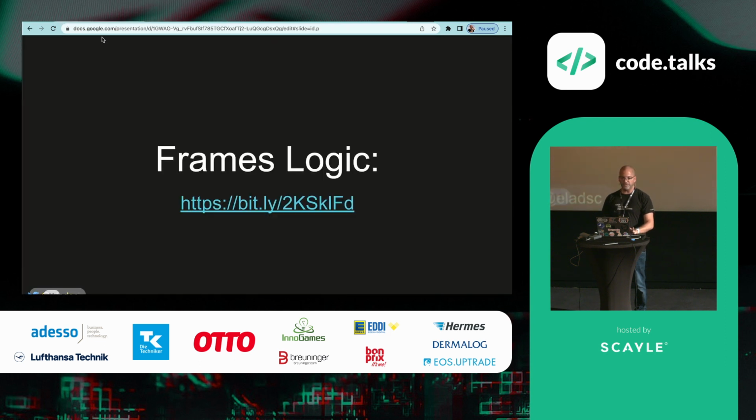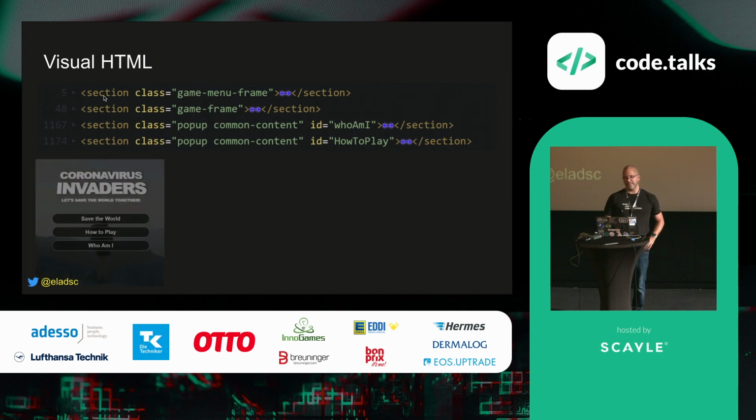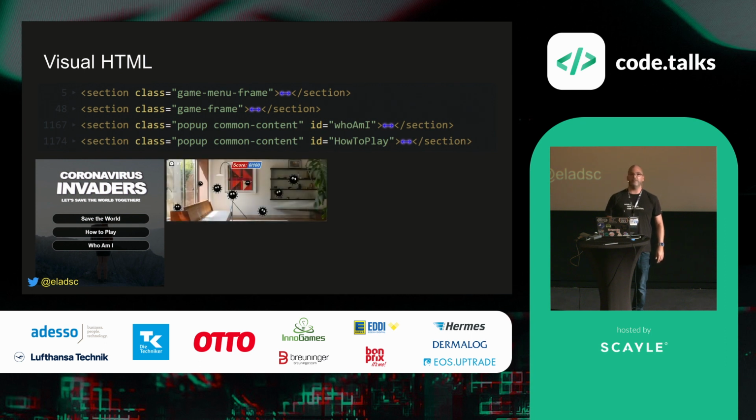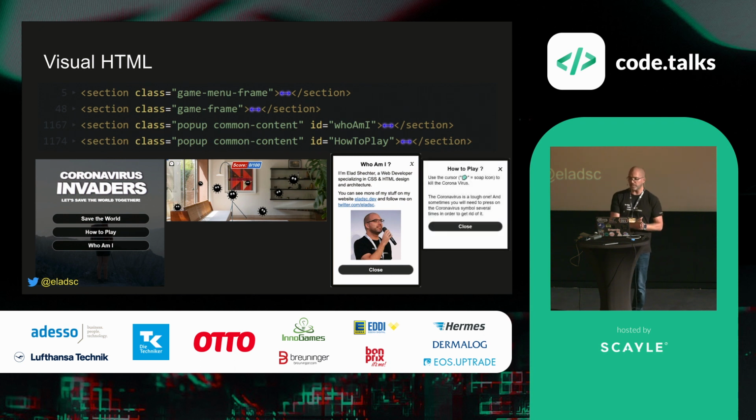To represent all those frames, I'm just creating 4 separate section HTML elements. And as you can see by the class name and by the ID name, the first one is the game menu frame. The second one is the game frame itself. The third one is the pop-up of OMI. And the last one is the pop-up of How to Play.